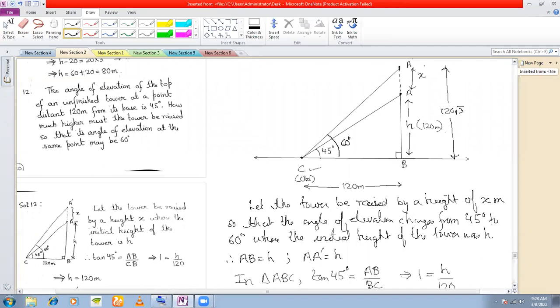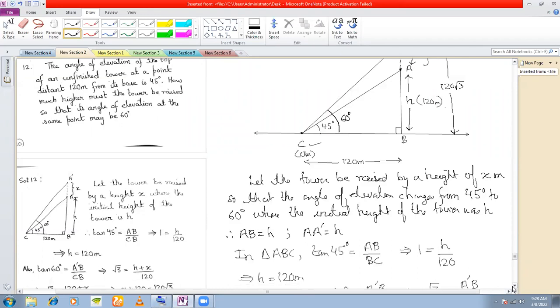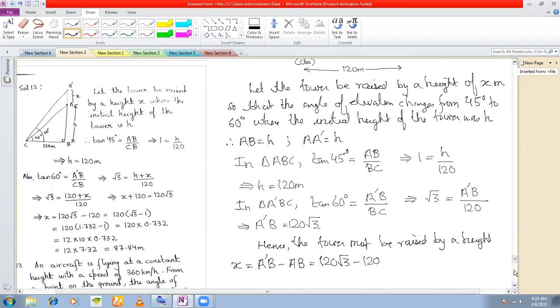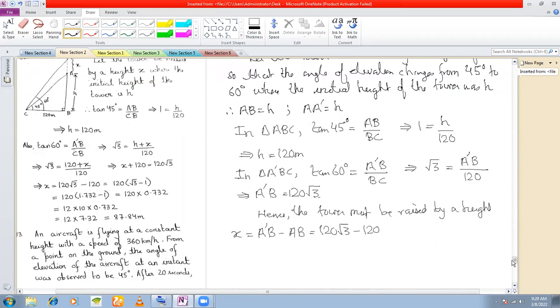So by how much height must the tower be raised? Hence, the tower must be raised by 120 root 3 minus 120. Hence, the tower must be raised by a height X is equal to A dash B minus AB, 120 root 3 minus 120. Now, have they asked you to express your answer to any decimal place? No. So there's no restriction.